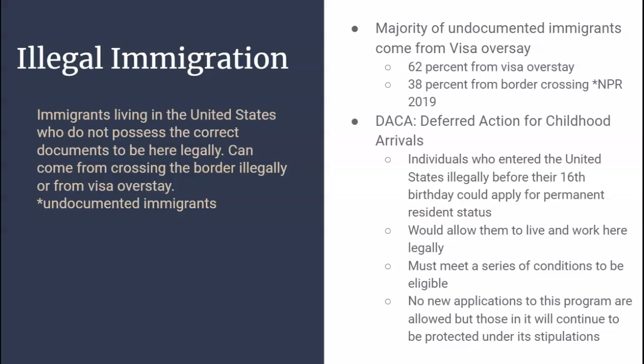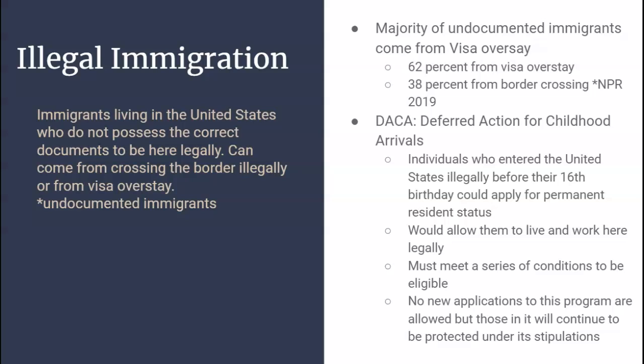So majority of undocumented immigrants actually come from visa overstay in the United States. So as of right now, 62% of the undocumented immigrants in our country are actually here from visa overstay, and only 38% come from crossing the border. So that's kind of how a lot of these undocumented immigrants come here. Like I said, those visas, they expire after a set amount of time, and people will often stay here. So that would mean they no longer have the correct documentation. They're no longer here legally. And that's where the bigger percentage of undocumented immigrants come from.